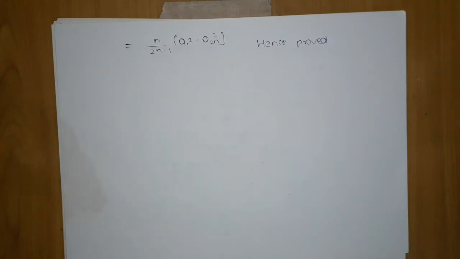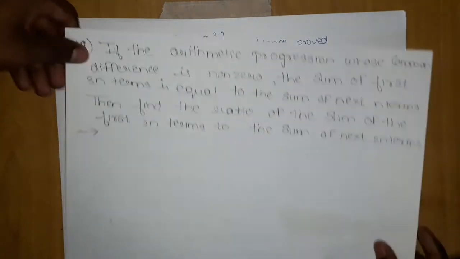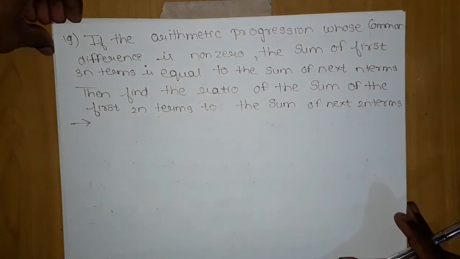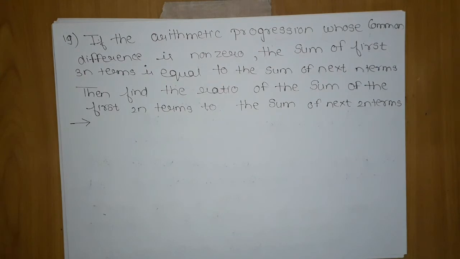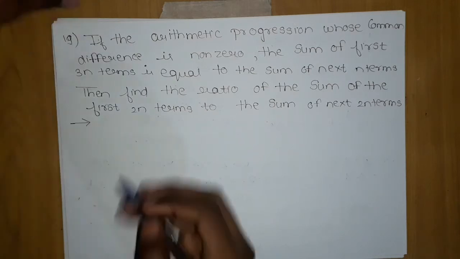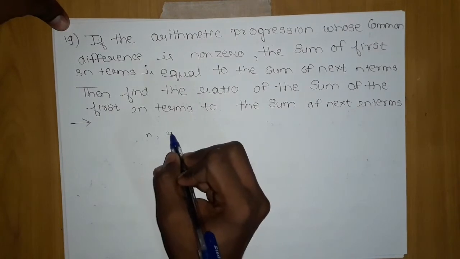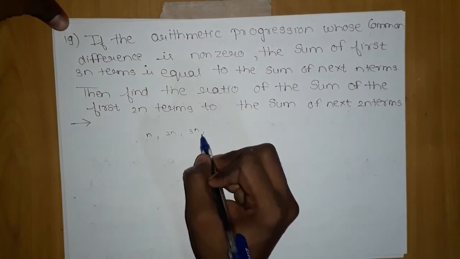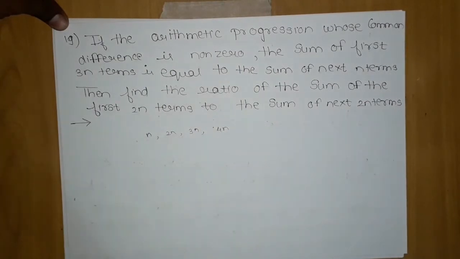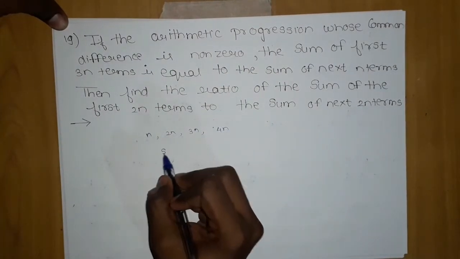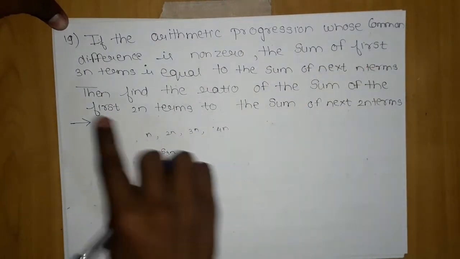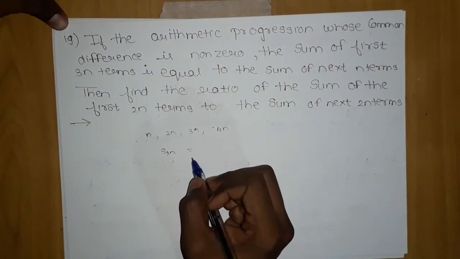Which says, if in an arithmetic progression whose common difference is non-zero, the sum of the first 3n terms is equal to the sum of the next n terms, then find the ratio of the sum of the first 2n terms to the sum of the first 3n terms. So here we have the n term sum, 2n terms, 3n terms, and 4n terms. They are telling that the sum of the first 3n terms is equal to the sum of the next n terms.